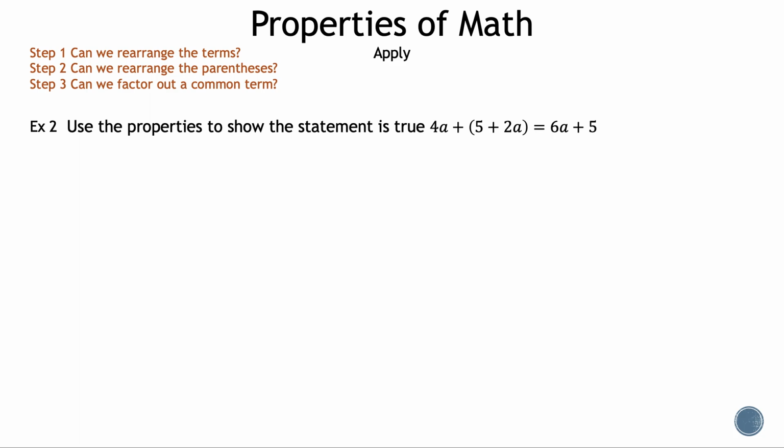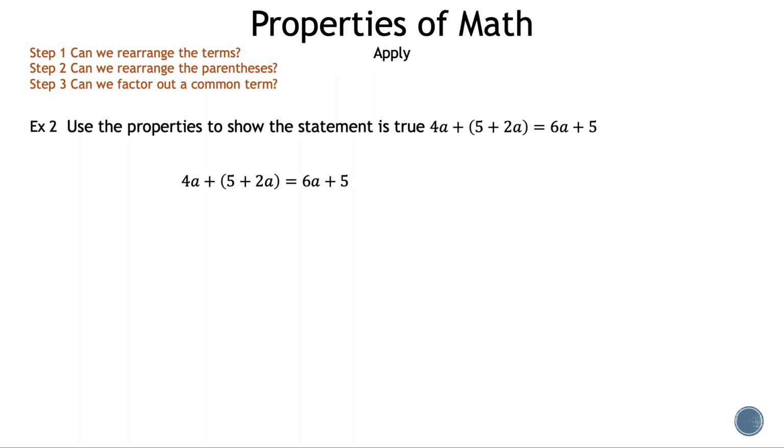Let's move on to example 2. Whoa, the steps have changed. Let's read them. Step 1, can we rearrange the terms? Step 2, can we rearrange the parentheses? Step 3, can we factor out a common term? Now, let's read the question. Use the properties to show the statement 4a plus the quantity of 5 plus 2a is equal to 6a plus 5 is true.